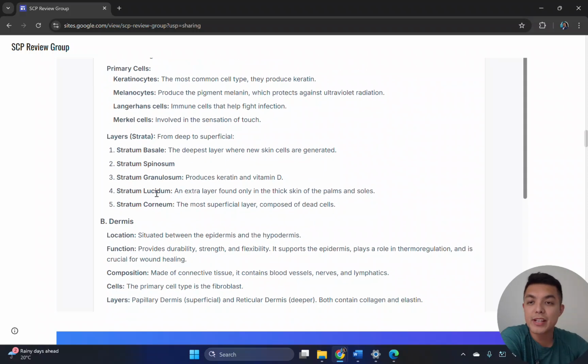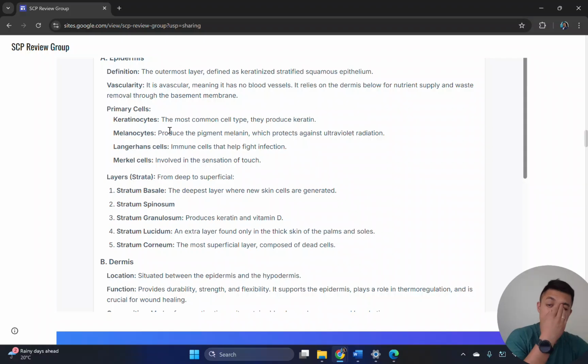The primary cells are keratinocytes, which are the most common cell type. They produce keratin. Melanocytes produce the pigment melanin, which protects against ultraviolet radiation. Next are Langerhans cells, immune cells that help fight infection. And Merkel cells are involved in the sensation of touch.